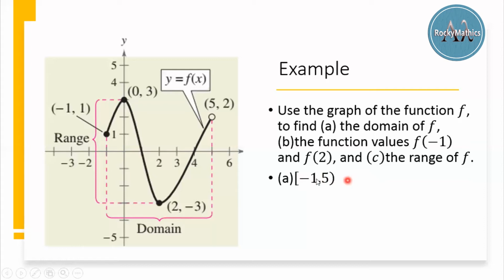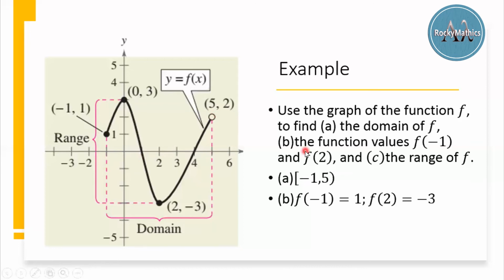For example, if x is 0, then the y value is 3. If x is 2, the y value is -3. And if x is 4, the y value is 0. If x is 5, the y value doesn't exist. That's why we use the hollow part. It's not shaded. So that is the domain.